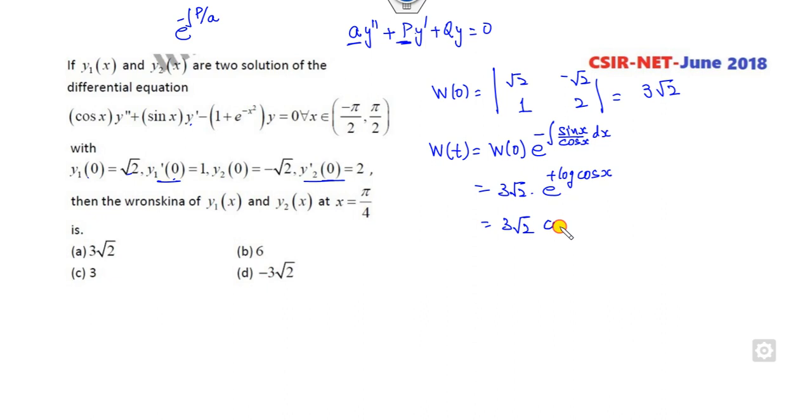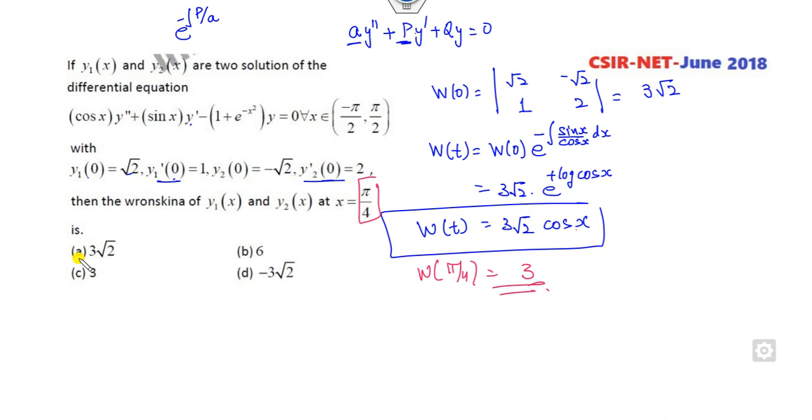Now you want to find the Wronskian at pi by 4. So what is the value of cos pi by 4? It's 1 by root 2. So 3 is the correct answer. Moreover, you can directly cancel this option, because this is positive, so the Wronskian can never be negative at any of the other points.